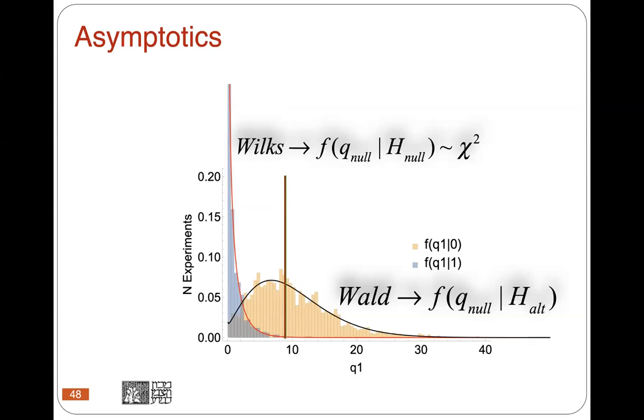Now, instead of generating the distribution, if I have closed formulas that give me the red curve and the black curve here, then I don't need to generate these experiments. I simply now have an analytical formula for the behavior of the probability distribution function of the test statistics, either under the null or under the alternative. Once I have closed formulas, it's realistic to do calculations, predictions, whatever you like.